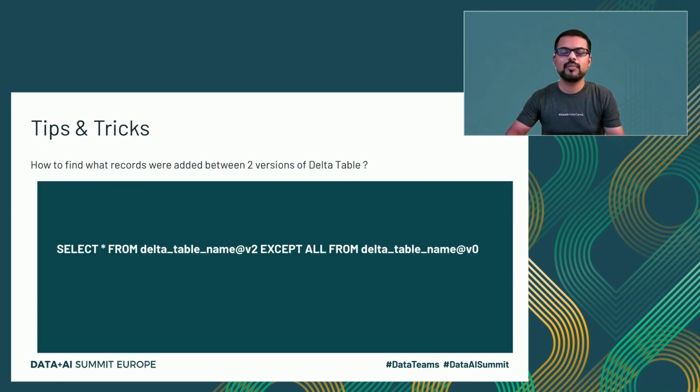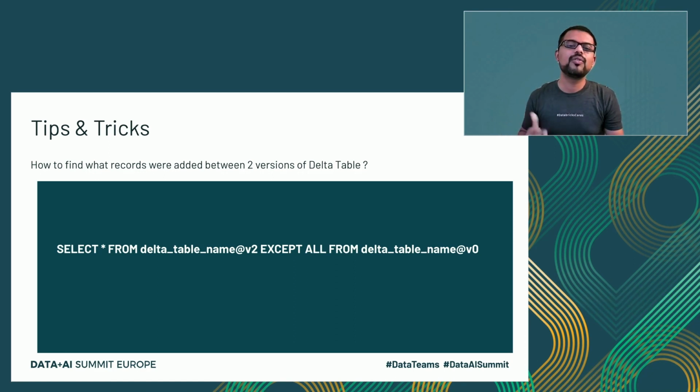Next, as I promised, I'm going to tell you some cool tips and tricks that you can use in your Delta Lake application. First one is how to find what records were added between two versions of your Delta table. Let's take as an example Delta table at version 2, and you have Delta table at version 0. Select star from Delta table at v2, except all from Delta table at v0. This is going to give you all the records in Delta table at version 2, but not in Delta table at version 0.